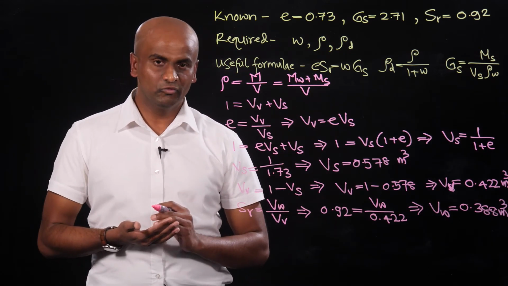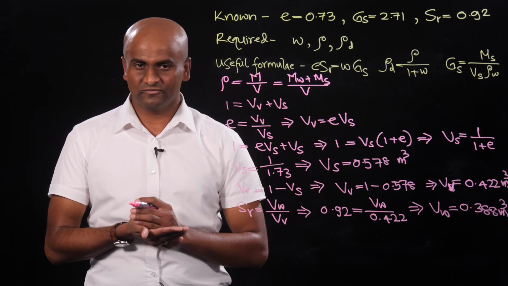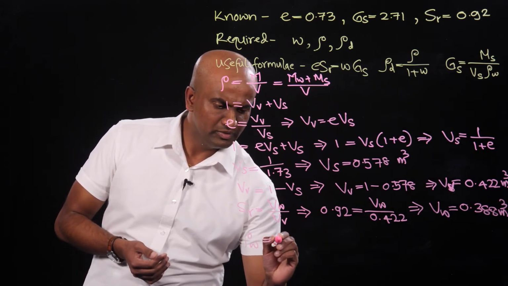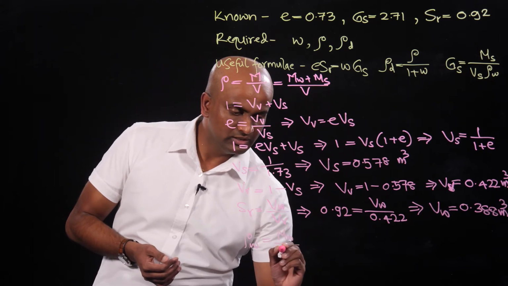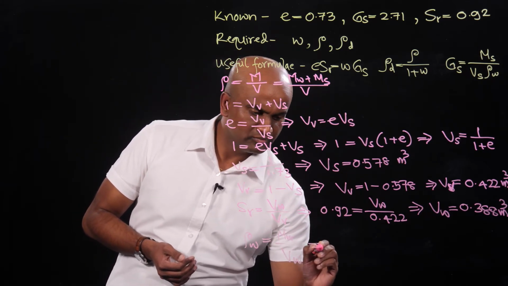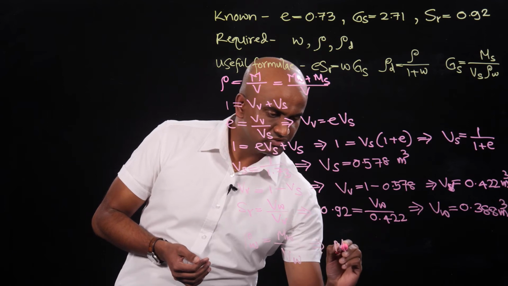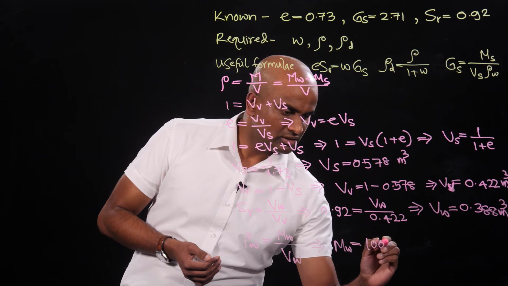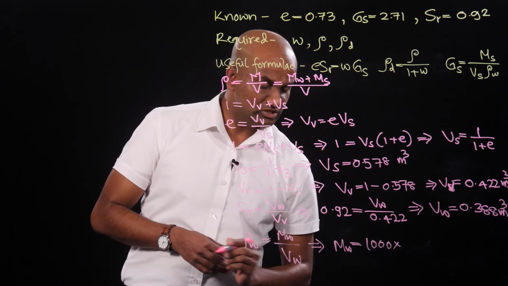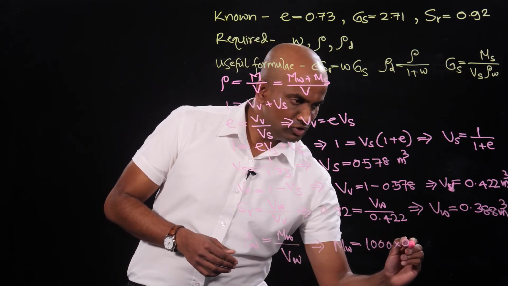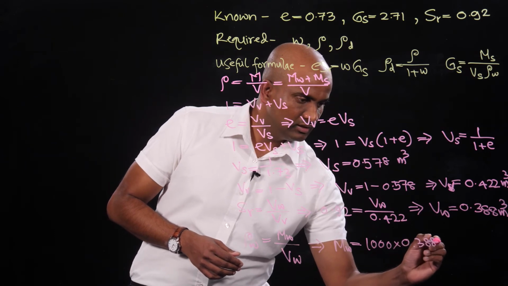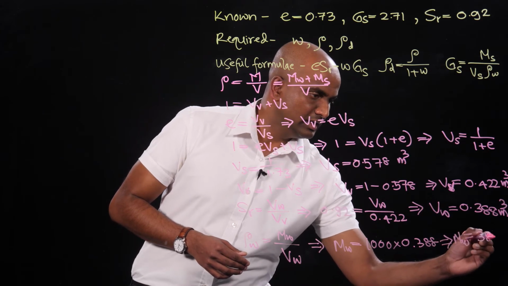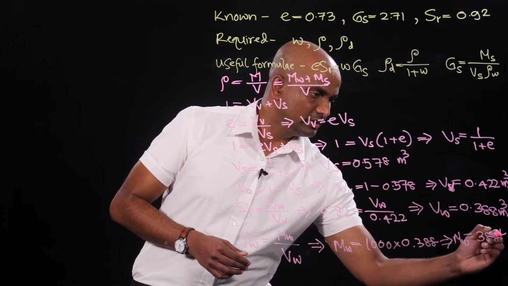So now we know the volume of water. From the volume of water, if you want to calculate the mass of water, we can simply use this relationship, the density of water, which will be mass of water divided by the volume of water. So from this we can get the mass of water as 1000 times, 1000 is the density of water, and the volume of water is 0.388, which will be 388 kilograms.